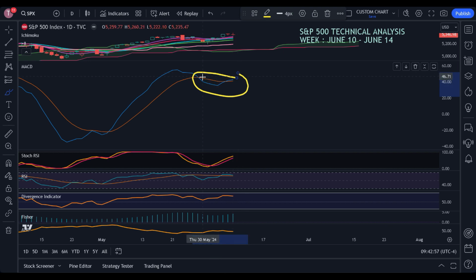So it was coming down, and MACD was giving a proper movement, and then it was forced to give a bullish crossover.